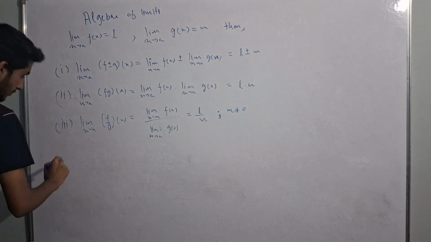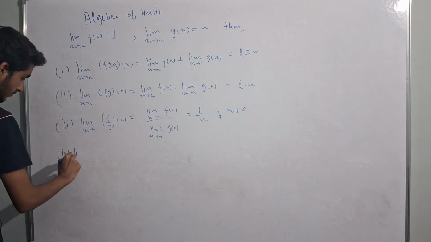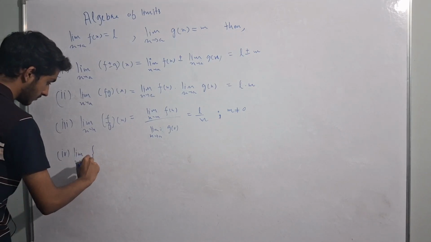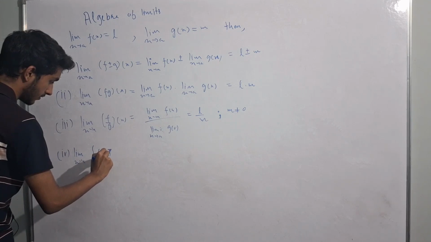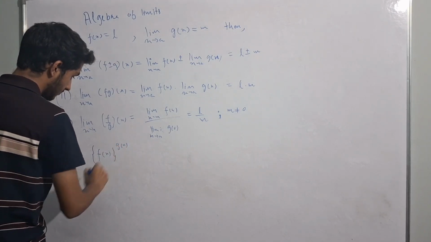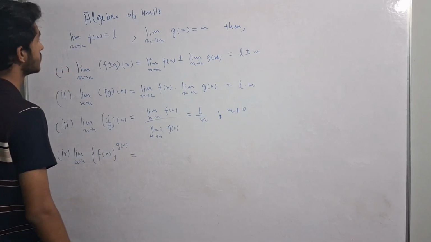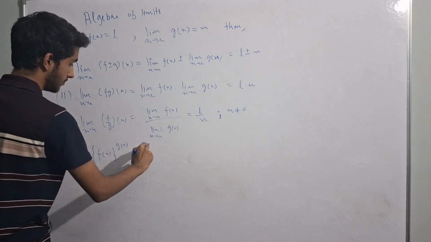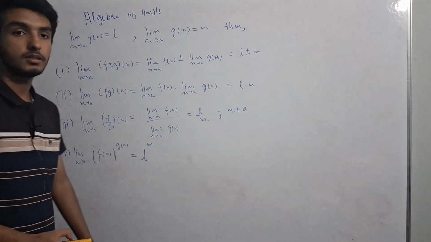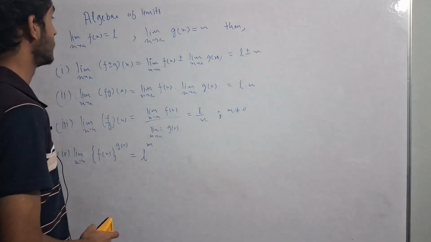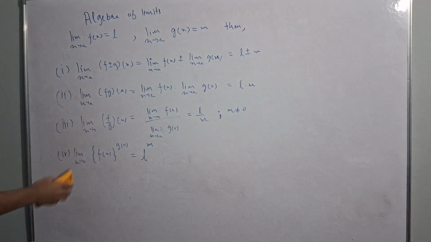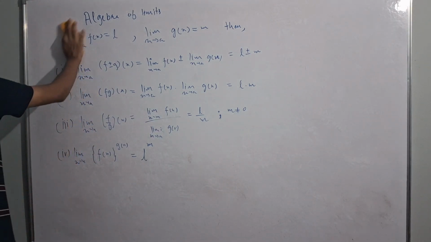And then the fourth property would be limit x tends to a of f(x) raised to power g(x) is equal to L to the power m. So these are the algebraic operations of limits, and then we'll move on to the next topic. We'll get to the questions regarding these in a while.